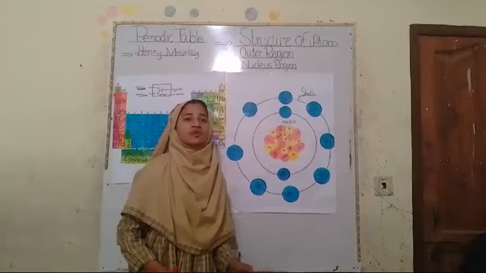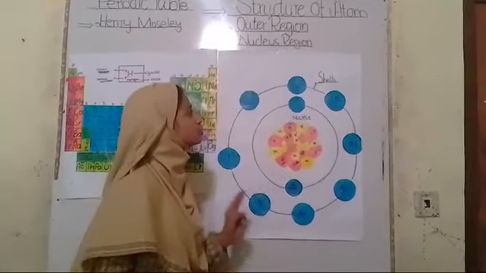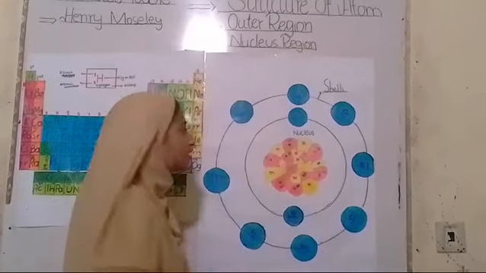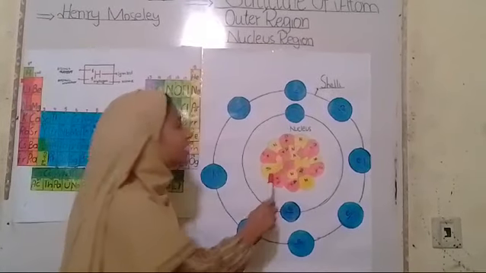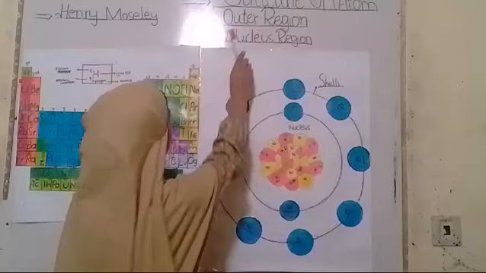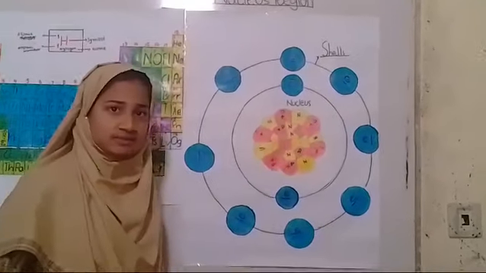According to the model proposed by Rutherford, an atom is not a solid body. It has two regions, the outer region and the nucleus region. The region present inside the atom is called the nucleus. The region around the nucleus is called the outer region.